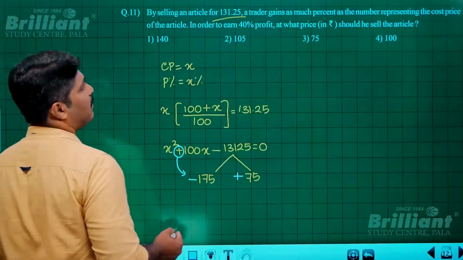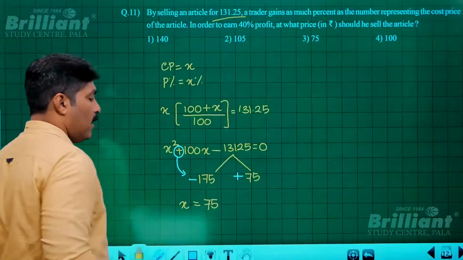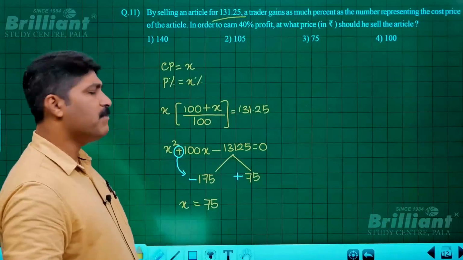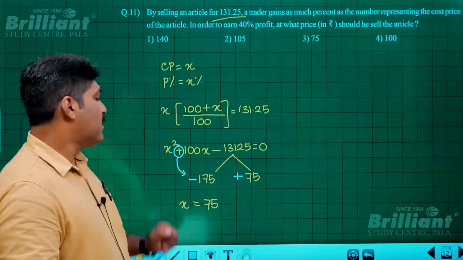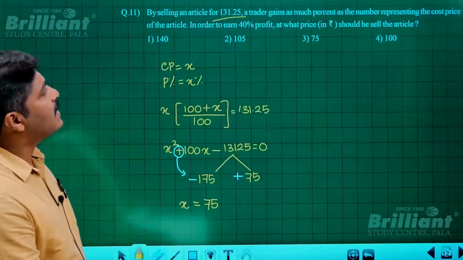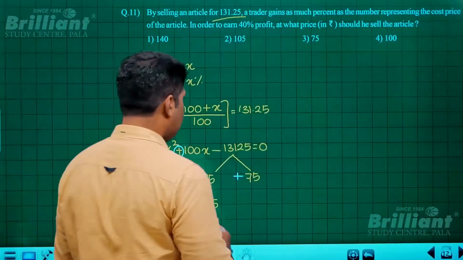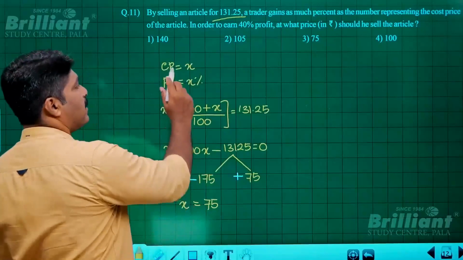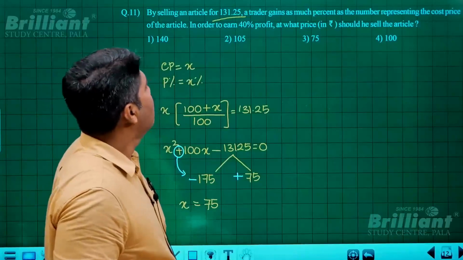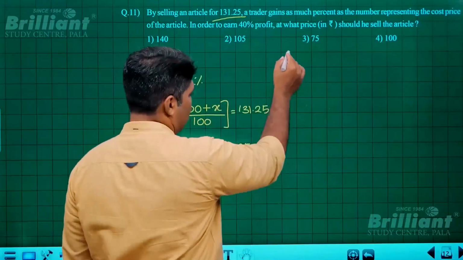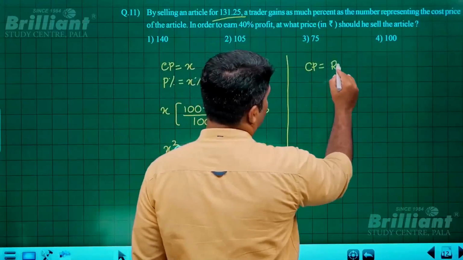Therefore, here we are dealing with the positive values. Therefore, we have to consider x is equal to 75. Why are we considering like that? Only the positive values, because cost price and profit percentage are definitely positive values. So therefore, x is 75. Here we have to consider this one. If x is 75, what is the cost price? Cost price is equal to 75 and profit percentage is also 75. So here we can consider the next step. As per our assumption, cost price is rupees 75.